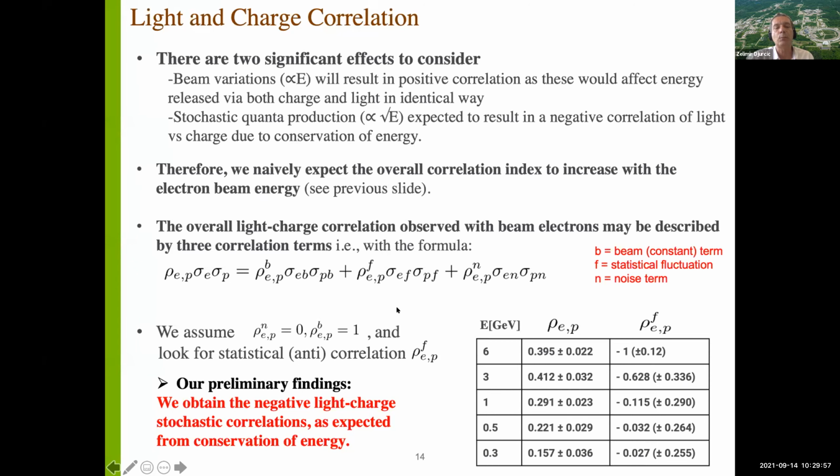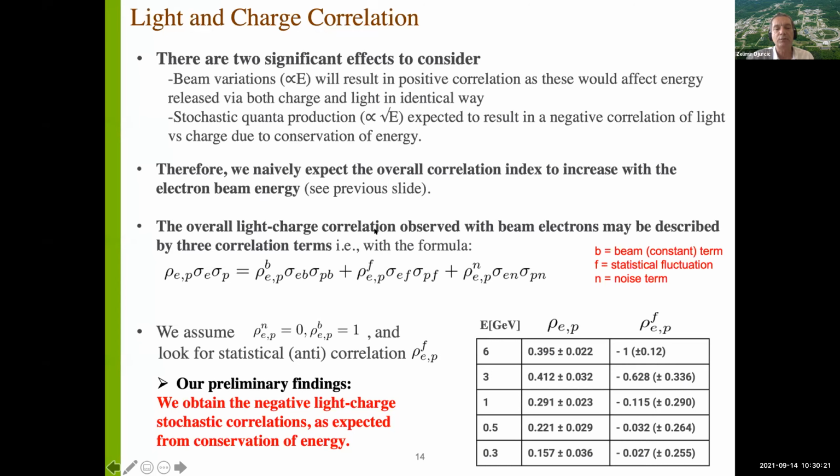Now, to understand these components, we break this overall correlation into 3 terms, where this will be from the beam, from the statistical, stochastic fluctuations, and then from the noise term. Noise term is negligible and it's uncorrelated. So in a further consideration this is set to 0. This one is common to light and charge, so this one is being set to 1.